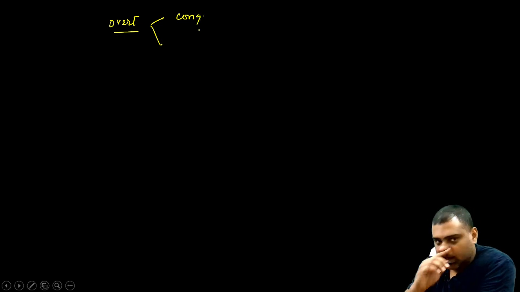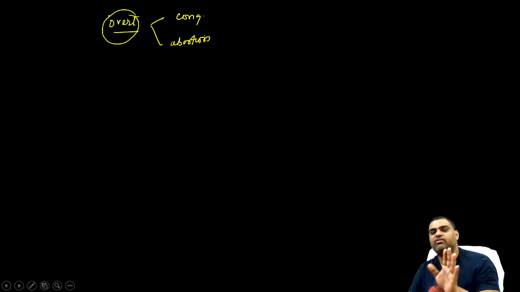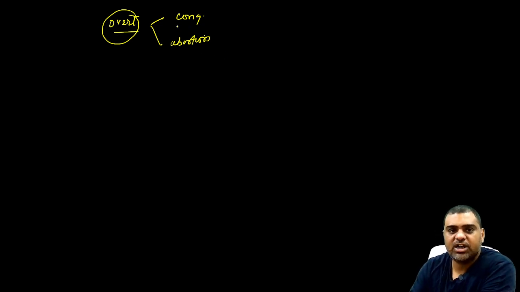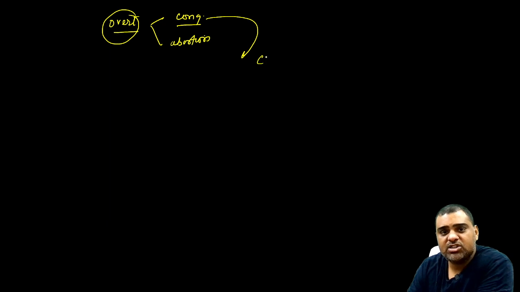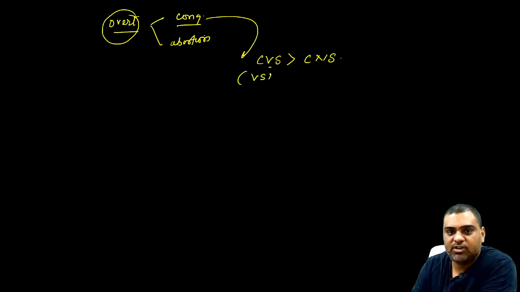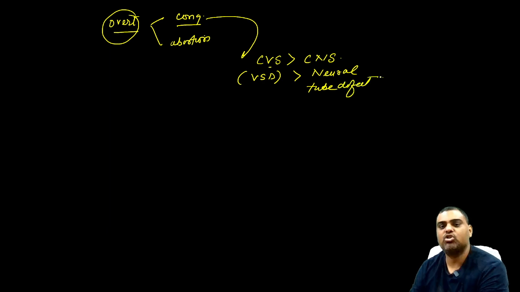See, I have told you that in overt diabetes there are two: congenital malformation and abortion. These are the specific complications which are present in overt diabetes, and they are not found in gestational diabetes. If we talk of congenital malformations, a lot of MCQs are asked. Please remember, CVS malformation is more common than CNS malformation. And which CVS? Please remember, it is VSD. VSD is more common than the CNS defect, that is neural tube defect. So if they ask you which system is most commonly involved in congenital malformation, it is CVS.